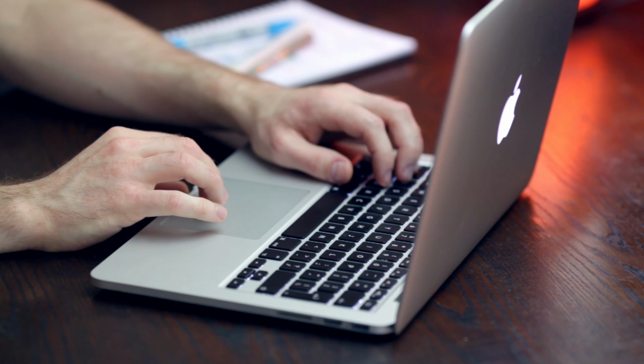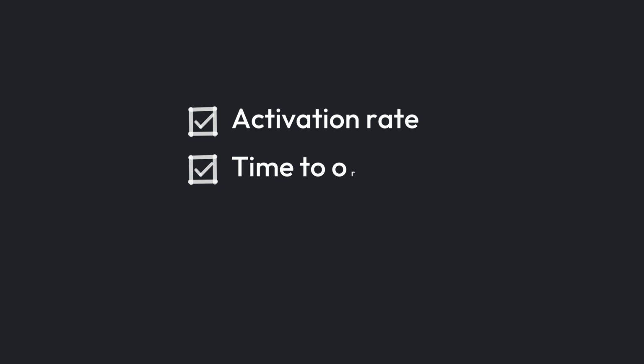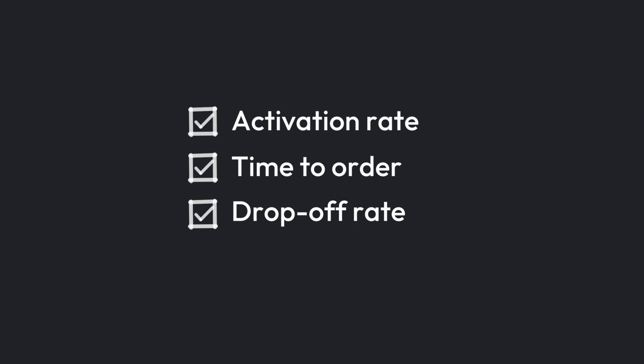Now, let's take a practical example. Imagine that you're working on a food delivery app, and your goal is to help more users complete their first order. You might track: 1. Activation rate, which is the percentage of users who go from sign up to placing their first order. 2. Time to order, how long it takes these new users to complete the process. 3. Drop-off rate, how many users start but never finish.